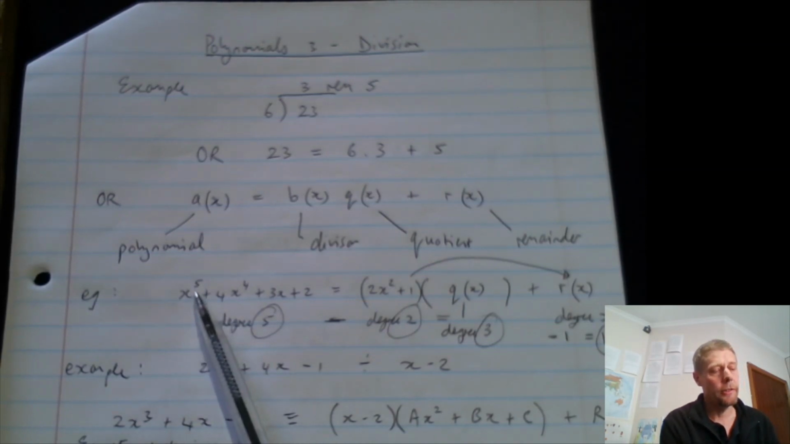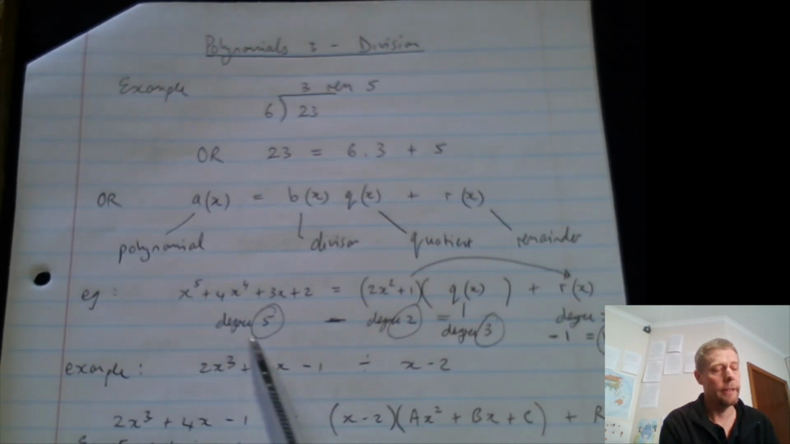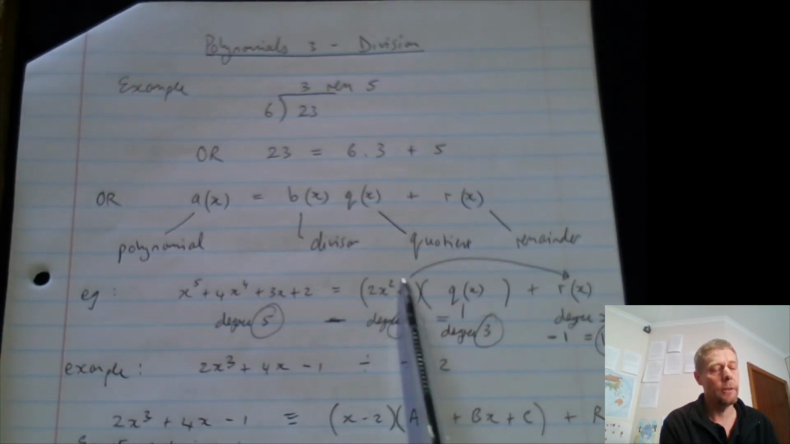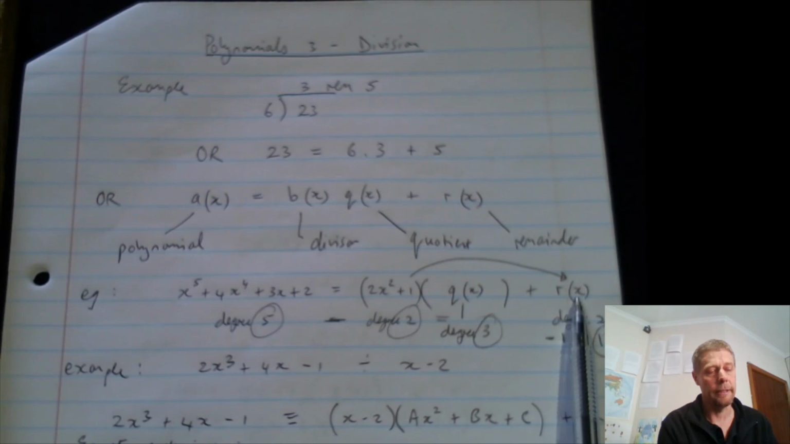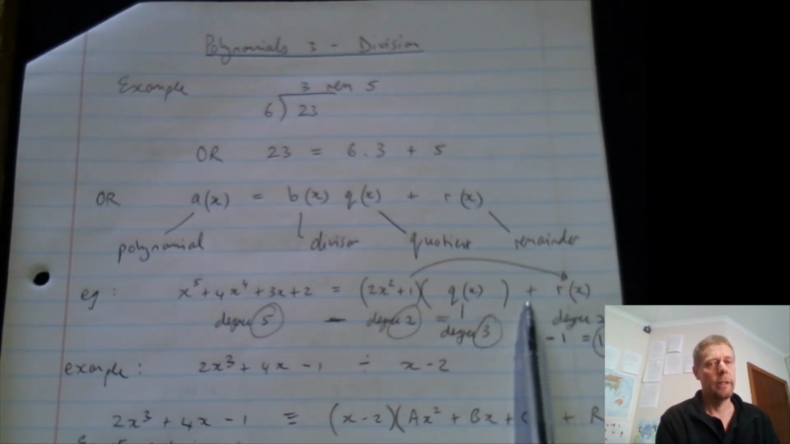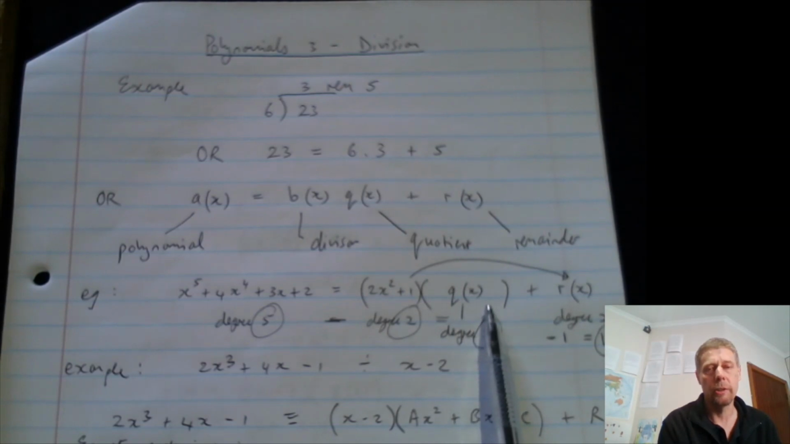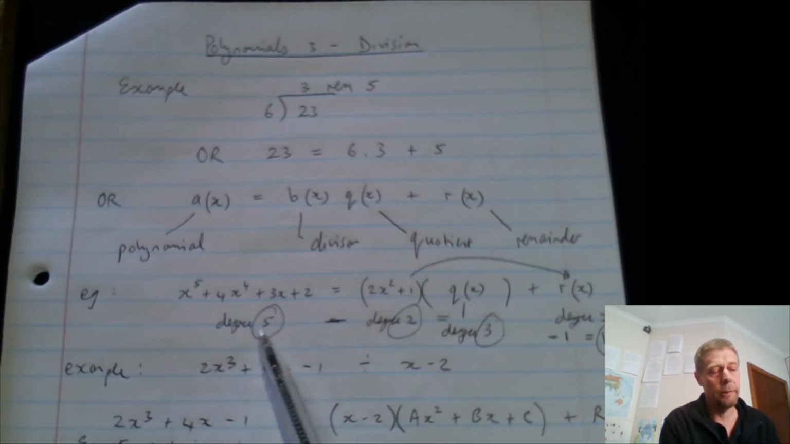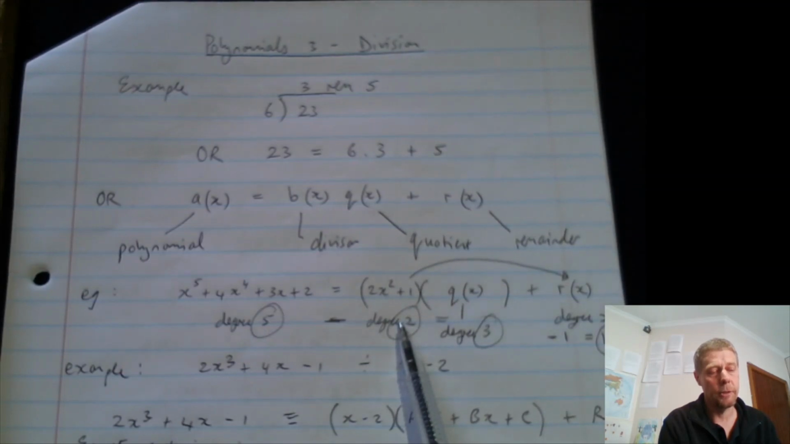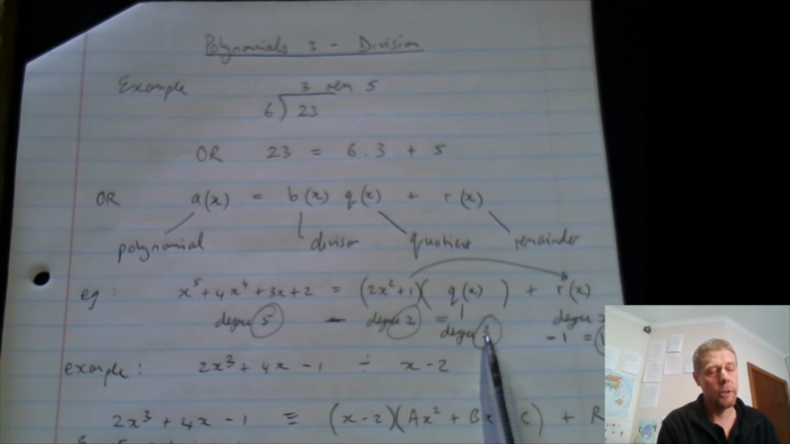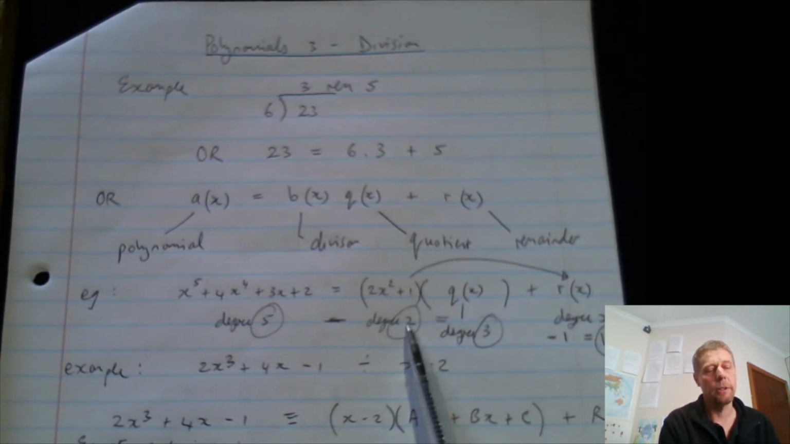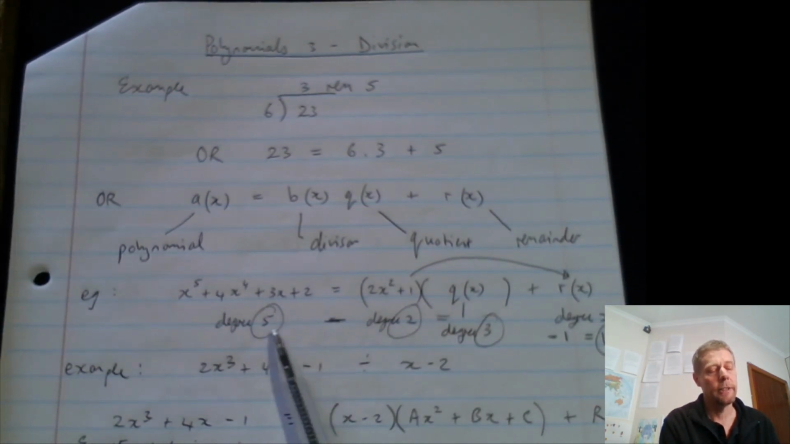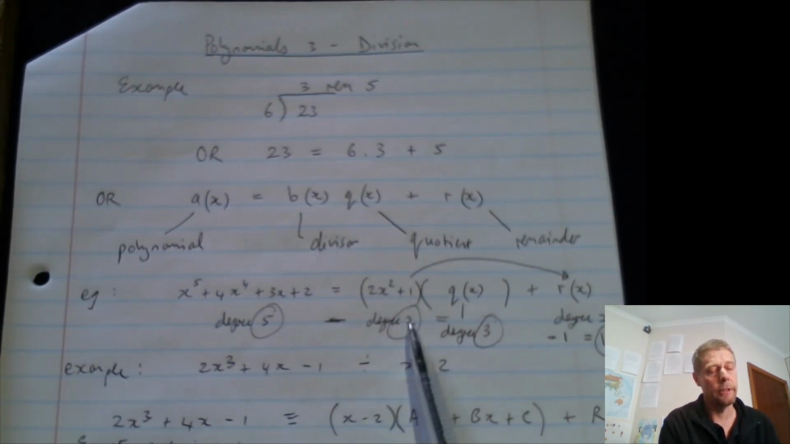Here's a 5th degree polynomial, x to the 5, okay, degree 5, and let's say it is equal to a divisor. We want to divide by 2x squared plus 1 times some other quotient, some other answer, plus the remainder. Now this is very important. You need to look at what the degree of my quotient is going to be. So the degree of my polynomial was 5, the degree of my divisor was 2. So the degree of my quotient is 5 minus 2 equals 3. You can quickly see that if you had a 2 degree polynomial times a 3 degree, you'll get a 5 degree. So the quotient is always the difference between these two.